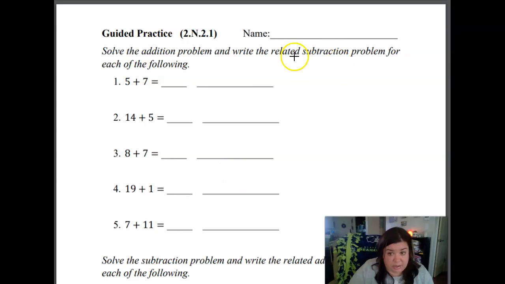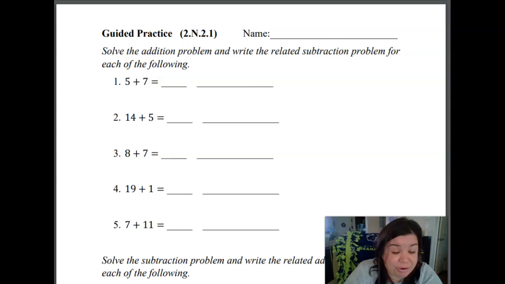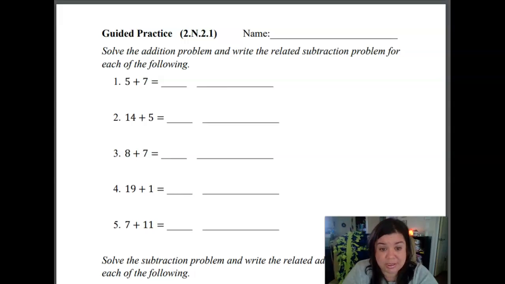Okay. I want you to try this one by yourself. Don't just watch through the video. Try it on your own. So you're going to pause the video. You're going to write 14 plus 5 on your whiteboard and then find the answer. And then you're going to write the 2 subtraction problems that go with it. Remember, you're only using 3 numbers, so you just have to find 1 number, and then you can rearrange them. So take time to do that now.